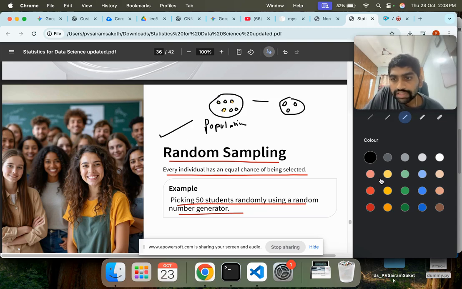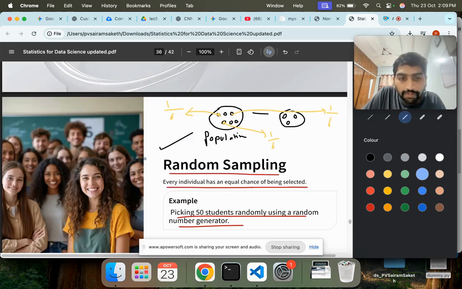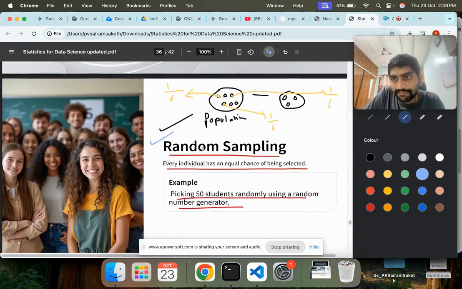Now out of these three, the probability of getting this element will be 1 by 6. Similarly, the probability of getting this element is 1 by 6, and the probability of this element will be 1 by 6. So here the concept of probability is playing a very important role. That's why this type of sampling where probability is crucial is called probabilistic sampling, and random sampling is one example of this.